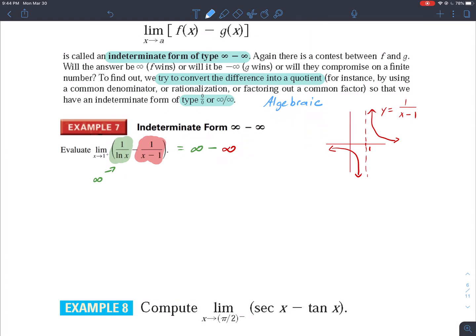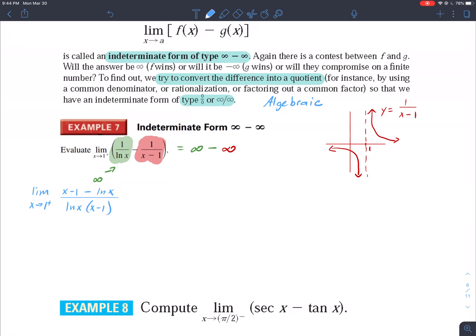So we've got an infinity minus infinity. What we're going to do here is manipulate, play around with this. I'm going to multiply by a common denominator to try to put this together. So I take the limit as x approaches 1 from the right. This first fraction needs to be multiplied by x minus 1 over x minus 1. The second fraction needs to be multiplied by ln of x over ln of x. So that would leave me with x minus 1 minus ln of x over the denominator ln of x times x minus 1.